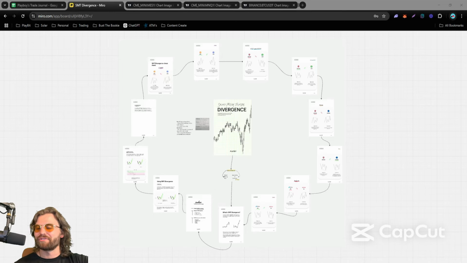SMT divergence. You've heard it talked about before. You don't know what it means. You don't know when to use it. You don't know how to identify it.